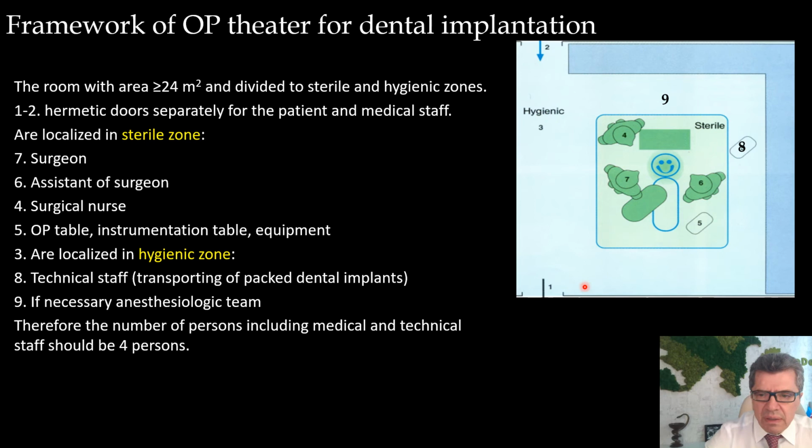In the schematic of our operation room, you can see the hygienic area and sterile area, and the placement of the surgeon, the assistant, the surgical nurse, where it is necessary to stand at the operating table, and technical staff. If necessary, we can invite the anesthesiology team for our surgery. Therefore, the number of persons, including medical and technical staff, should be a minimum of 4 persons.